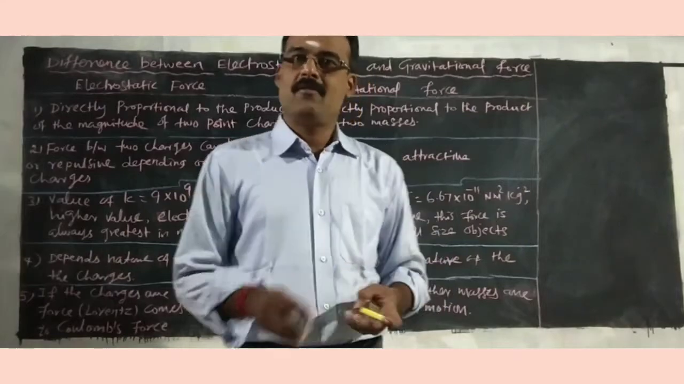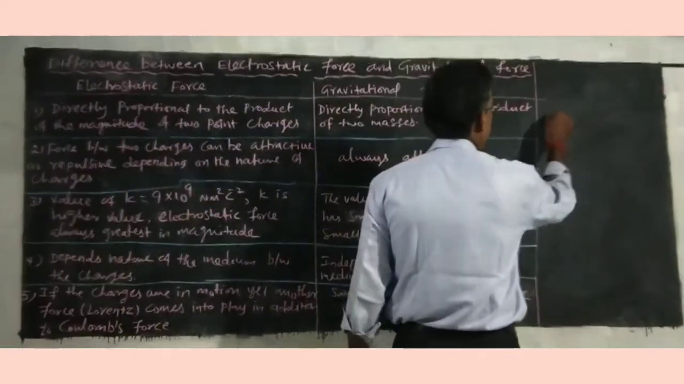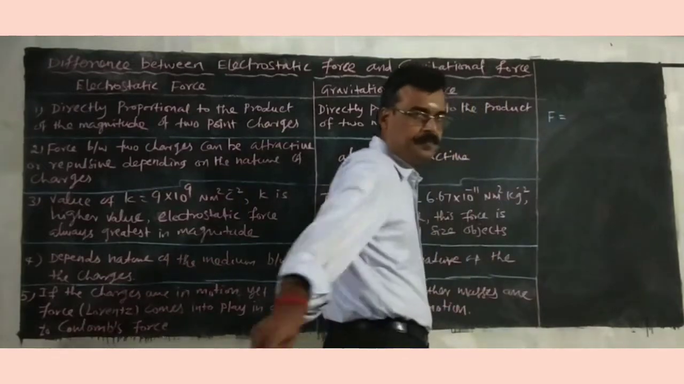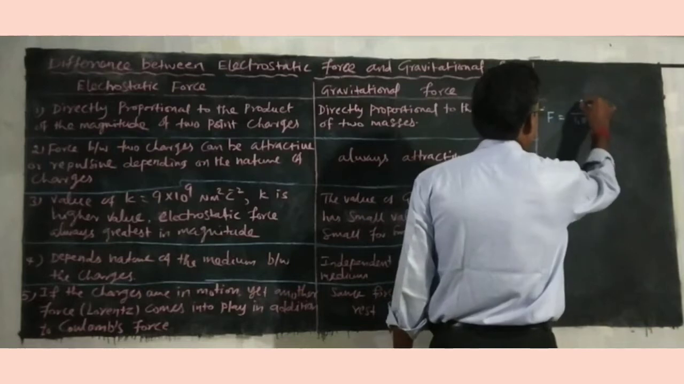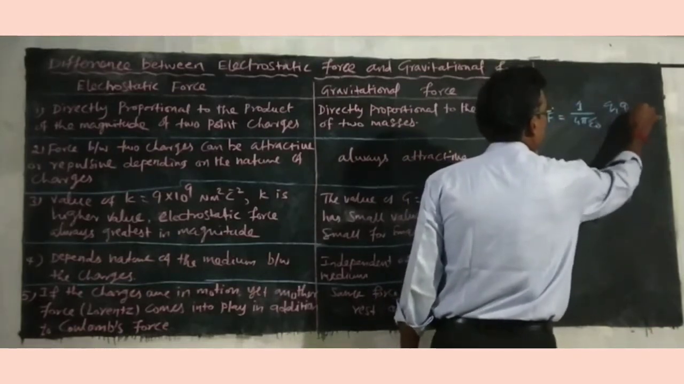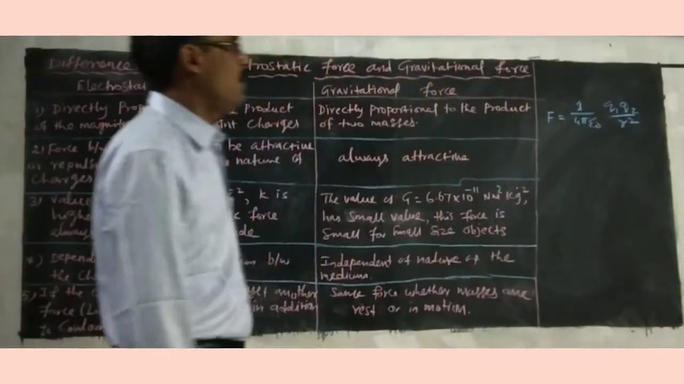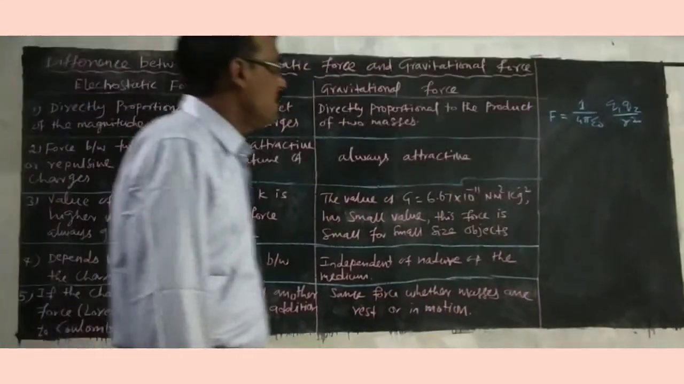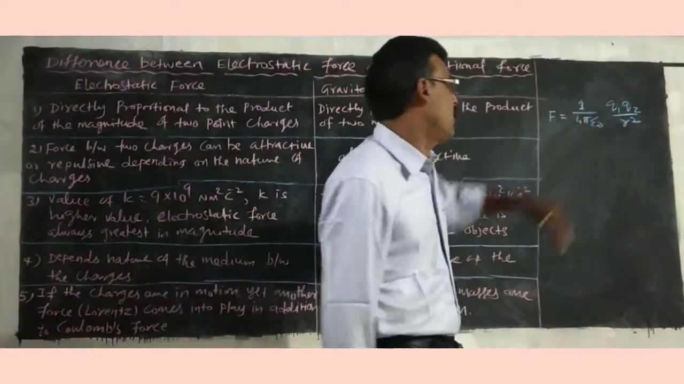So we know, according to Coulomb's law, what is the formula for the electrostatic force? F is equal to 1 by 4 pi epsilon naught Q1 Q2 by R square. This is the electrostatic force according to Coulomb's law.